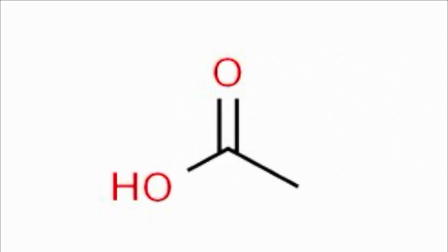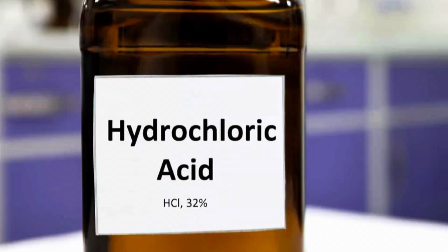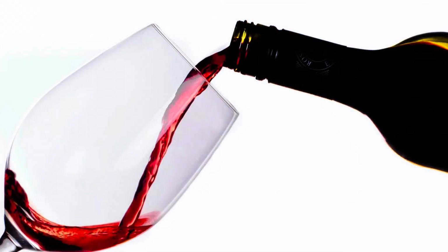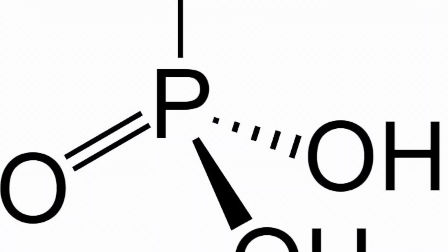But then how are you supposed to differentiate your ethanoic acid from your hydrochloric acid? Or your wine from your phosphoric acid? This job fell to... Yeah, no, I'm not saying that. This gentleman here, who decided to call the new system pH, or potential of hydrogen.